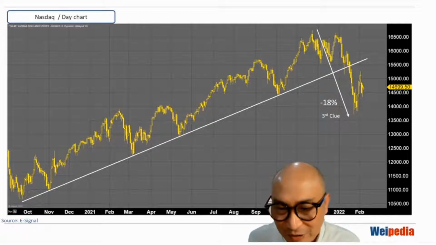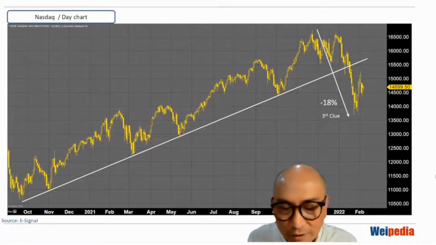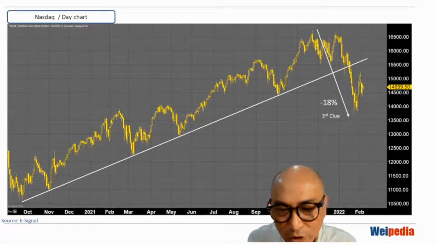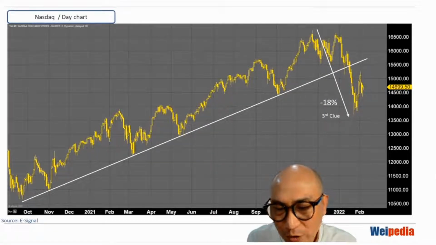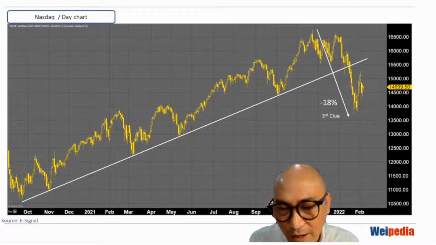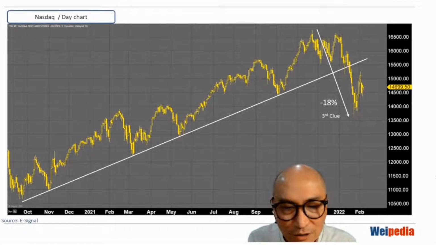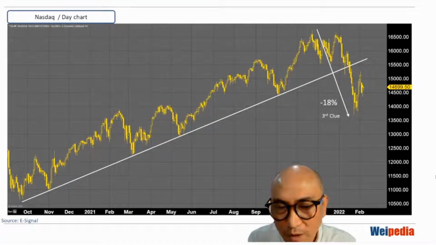All right, now the third clue is that over the span of the last few years, not just NASDAQ, but S&P and Dow Jones have had a very nice smooth uptrend, almost linear, as you could see here. But in January 2022, it broke this uptrend support line, which I have to note is not just in NASDAQ, but in S&P and Dow Jones as well. So that gives me a third clue that I have to be very cautious.